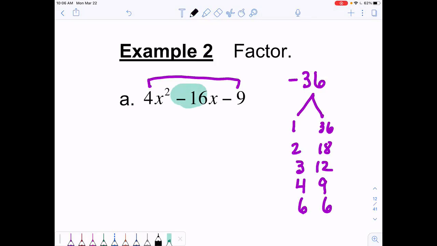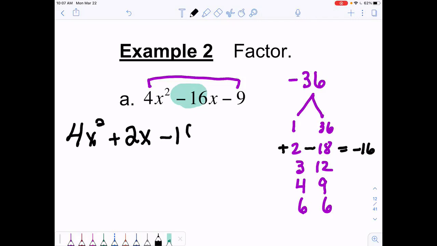Emma, do you know how I could get a -16 from my list here? Yeah, 2 positive, 18 negative, different signs. 18 has to be negative because we wanted -16. 2 minus 18 makes -16. So the signs need to be different. Now we're rewriting it. We have 4x squared plus a 2x minus the 18x and then -9. So remember the two numbers that you pick go in your problem with x's because that's how we get a -16.